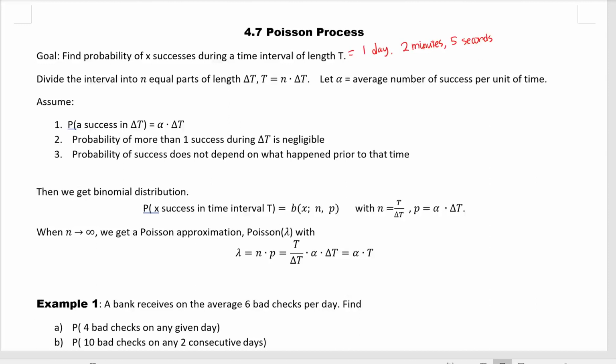And then we're going to divide the interval into n equal parts of length change of t. So let's draw a picture. We have, this is t.